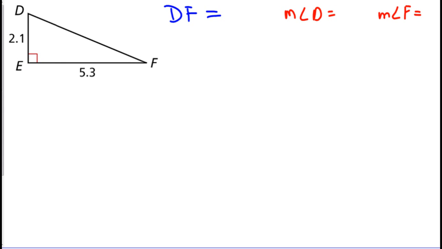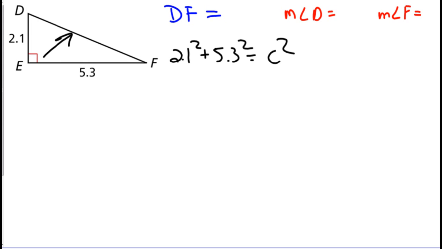And so I'm going to write, now remember, DF is the hypotenuse here, right? It's our longest side. It's across from the 90 degrees. So we know that that's our C. Doesn't matter if I do 2.1 squared plus 5.3 squared or vice versa. The only thing that matters is that that C is going to be on its own on the right side of our equation. So 2.1 squared plus 5.3 squared has to equal C squared.